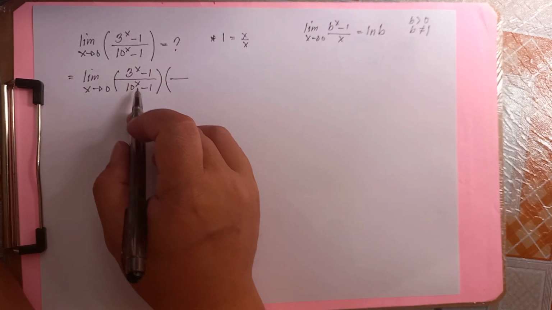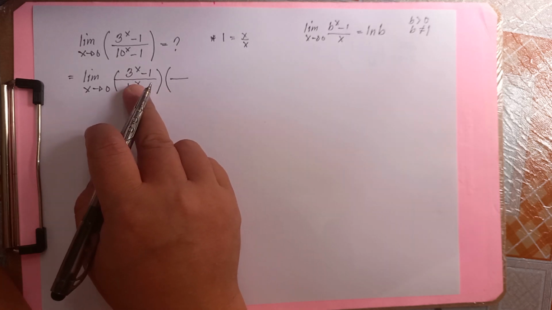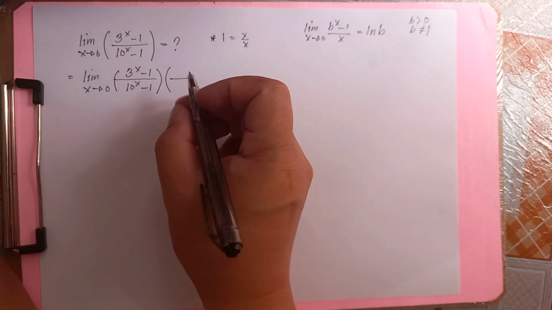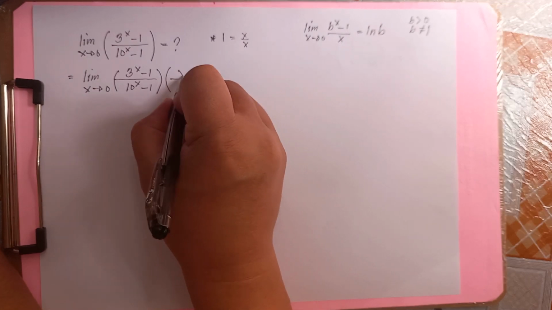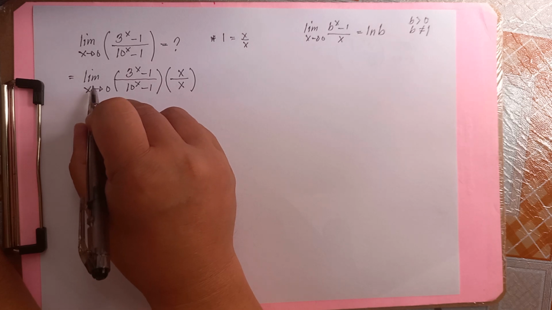So as you can see, we cannot have the factor in here to produce the factor which is x. So what are we going to do? That is to be multiplied by x. Notice that we did not yet make use of the limit.